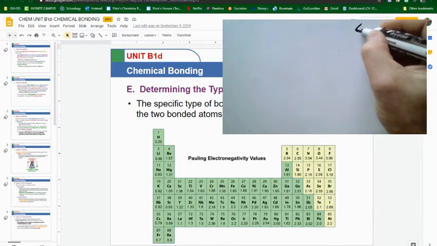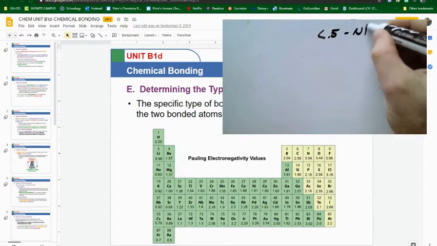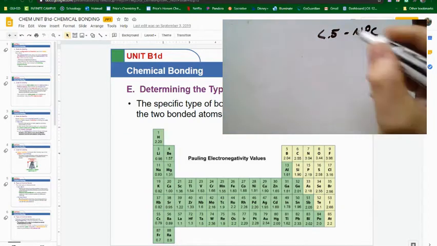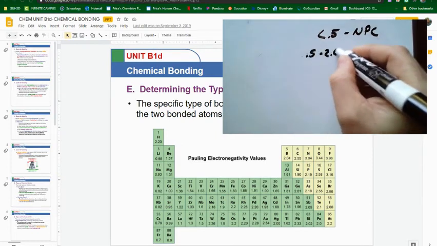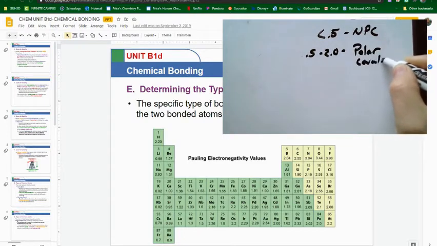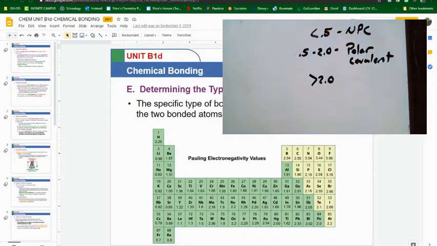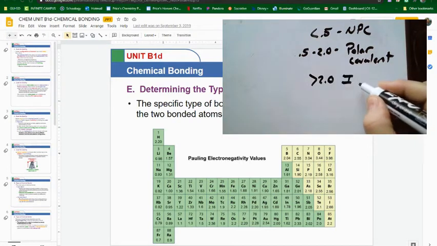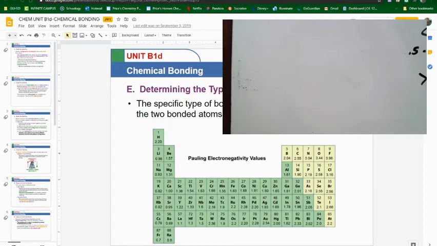So, for example, if the difference is less than 0.5, that would be a non-polar covalent, or NPC. If it is between 0.5 and 2.0, that is a polar covalent. And if it is greater than 2.0, then that would be an ionic bond. So that's the scale. Now, when we look on the screen over here, let's say we have two elements.